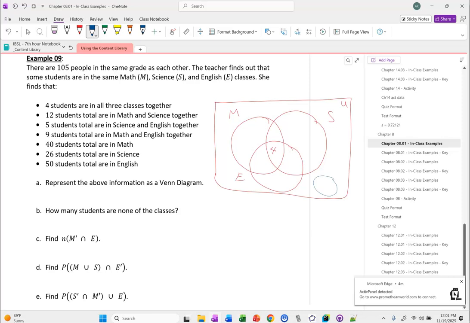Next to the 4, to the right of the 4 is 1. So math and science only. And then 5 for science and English only. And then 5 for the other little circle, math and English only. We have to do this part first. Oh, that's 8. And then 23 for the top left.